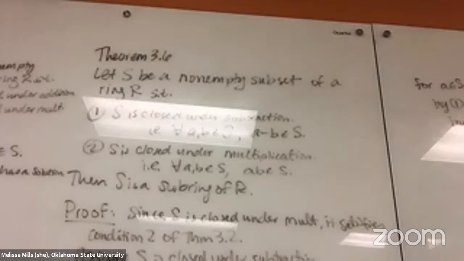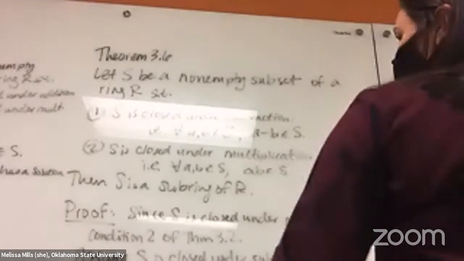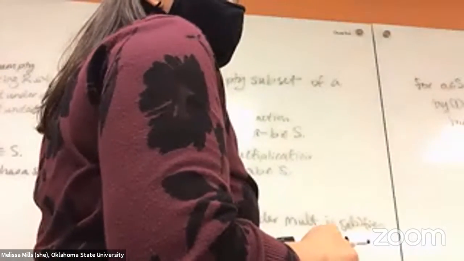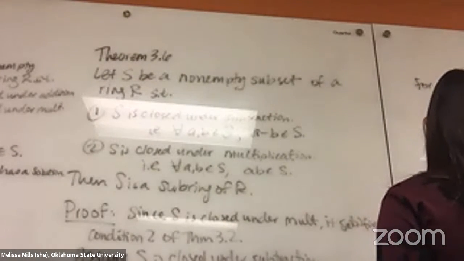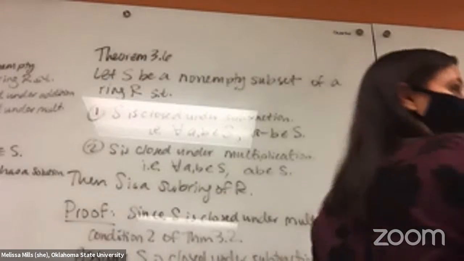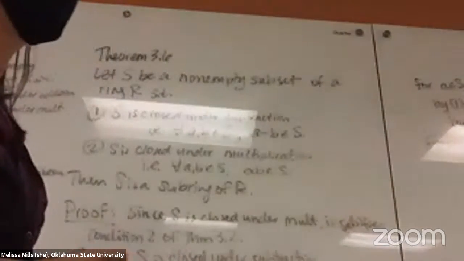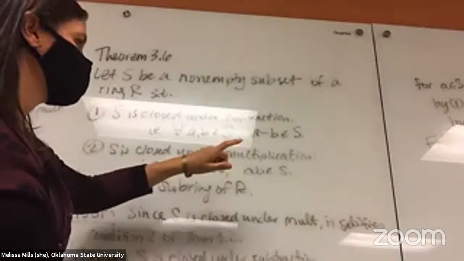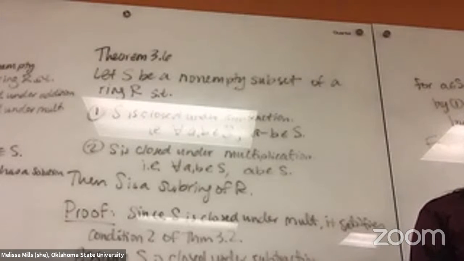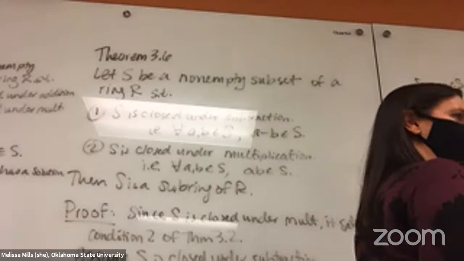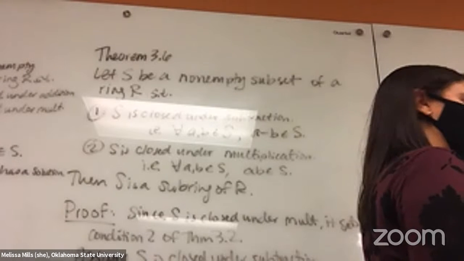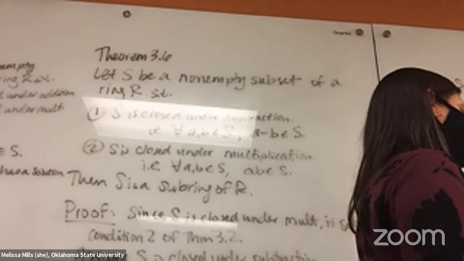Okay, can I show that it's closed under addition? To show that, I need to take two elements of S. So I'm going to start with A and B in S. What do I know is in there? I want to show A plus B is in S. How do I do that with my subtraction thing? What's A plus B going to be equal to?